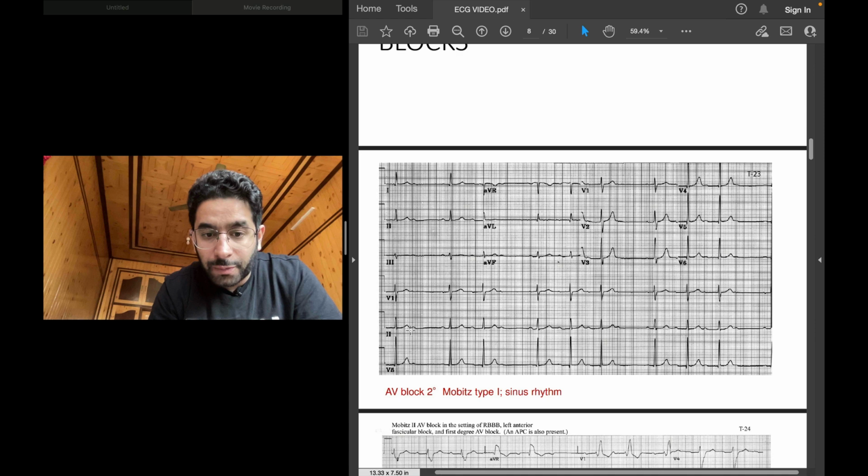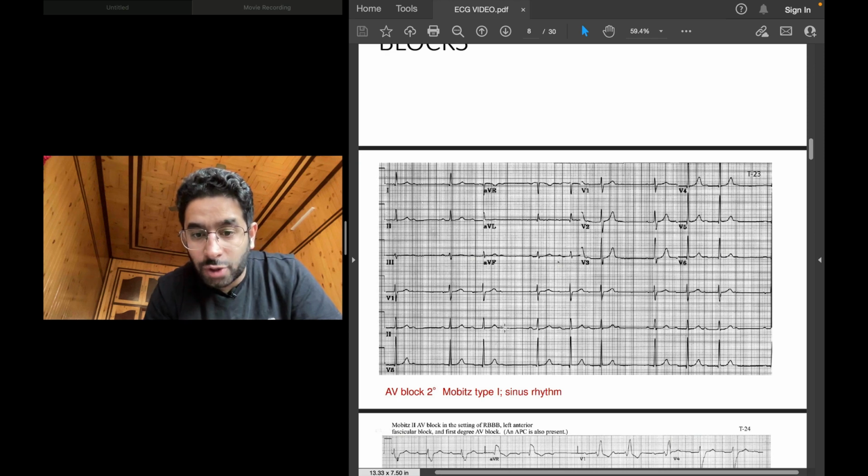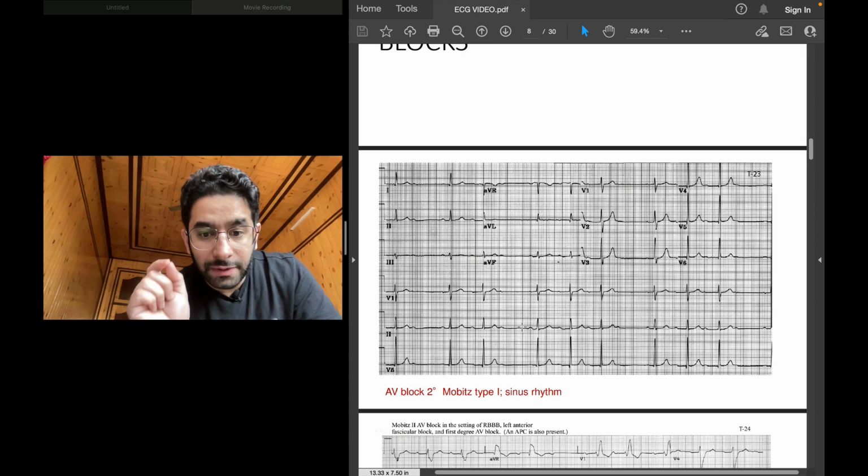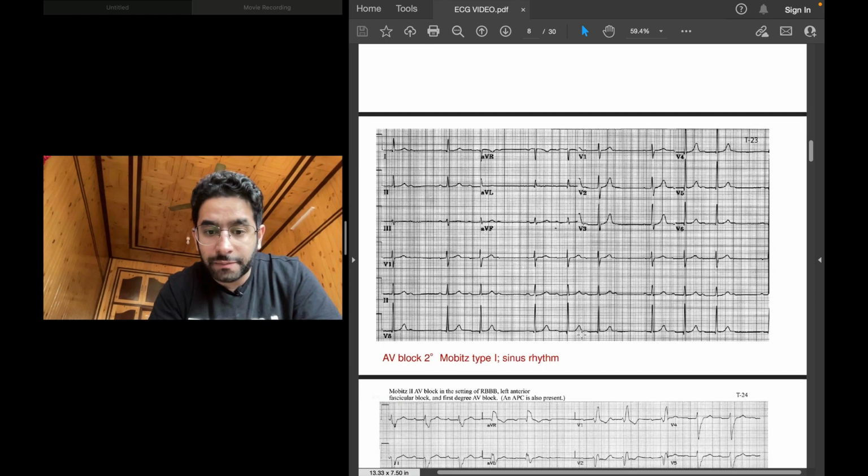Okay, so if you appreciate it in lead 2, so this P is getting conducted, then the next P is also conducted but with a more prolonged PR interval, and then the third one is dropped. This is not conducted to the ventricles. So progressive PR prolongation followed by a dropped beat, this is Wenckebach. This is second degree AV block, Mobitz type 1, what is also known as Wenckebach phenomenon.